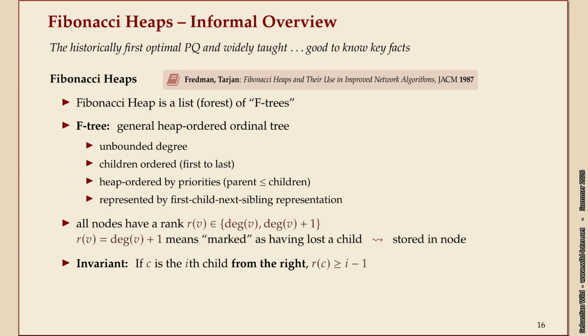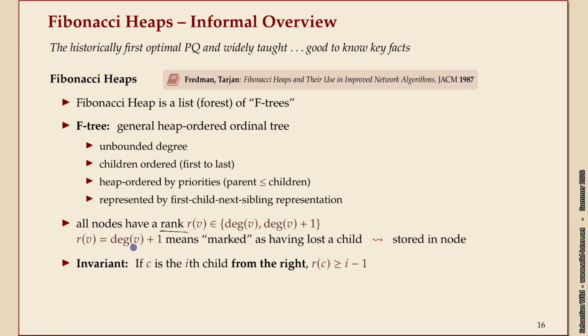Next, every node has a certain rank, which is some very mildly intuitive quantity. It happens to be only one of two possible values, namely either the rank is the degree, the number of children, or it's the number of children plus 1.